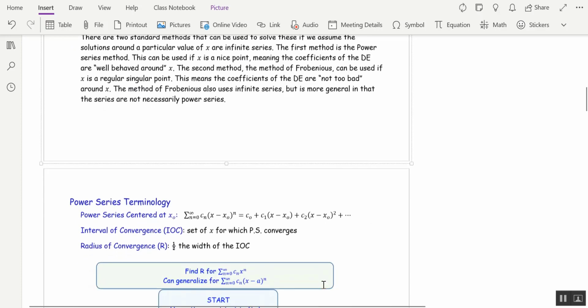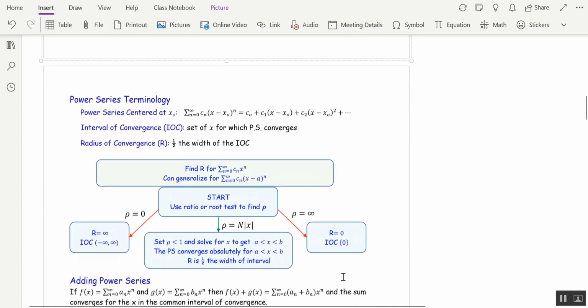So on this next page, I've got a flow chart from Calc 2, which you might remember, and this flow chart tells us how to find the radius of convergence for a power series. Now, let's just back up a little bit. What is a power series? It's an infinitely long polynomial. Now, this power series is centered at x naught, but many power series that we work with will look like this, and they'll be centered at 0.